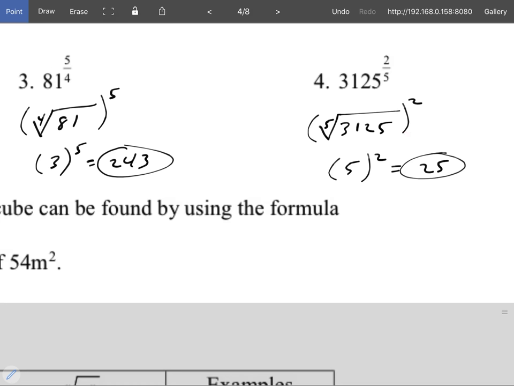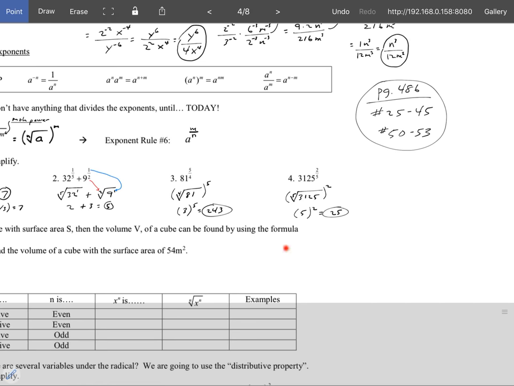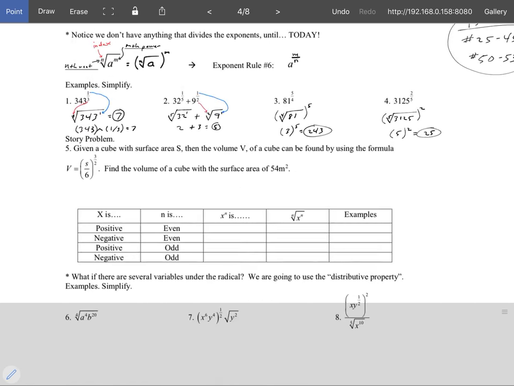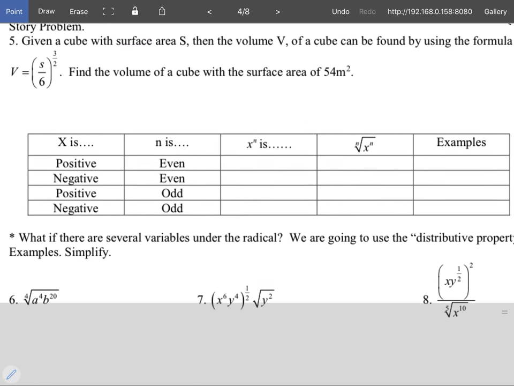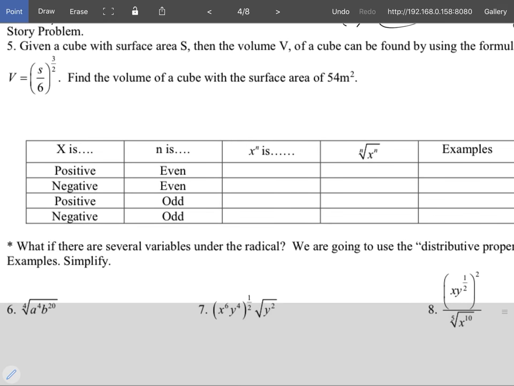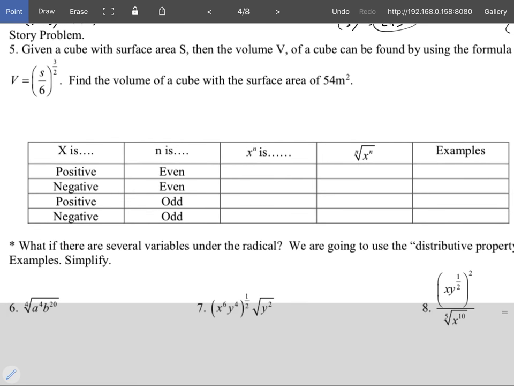All right, well, the next thing we got here is a story problem, but it's not really a story problem. We just have to plug in a number, that's all. So it says, given a cube with a surface area of S, then the volume of the cube can be found by using the formula that's given. And then it says, find the volume of a cube with a surface area of 54. So all they're telling you there is that 54 square meters, that's S, okay?